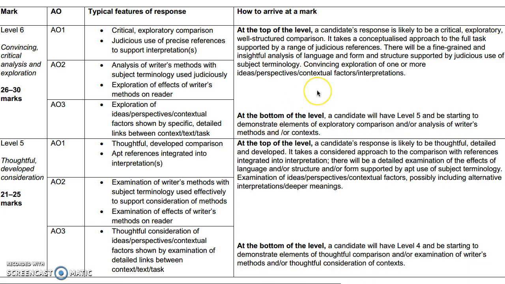So let's go back to the examiner's success criteria. Is it a convincing exploration? Well, if I keep swapping from one paragraph to the other, each looking at an opposing view, it has to be. And it has to be looking at one or more ideas or perspectives, because I'm always writing about the poet's perspective, which means I'm always using interpretations. So just that structure that I've shown you forces me to get into the top band.